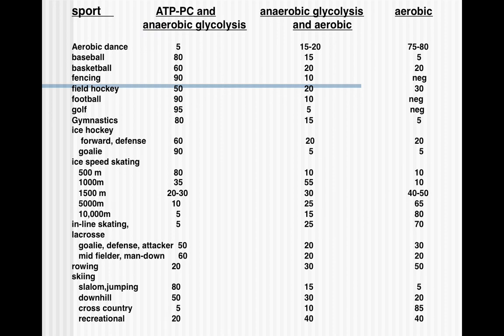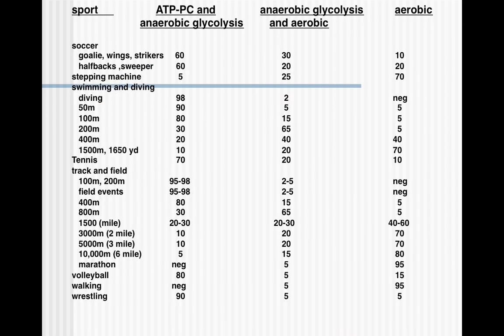Refer to these next two slides and locate your sport and the corresponding requirements for ATP-PC / anaerobic glycolysis, which is the maximum peak zone, the anaerobic aerobic requirements, which is the high intensity anaerobic zone, and the aerobic requirements, which is the moderate intensity zone. For physical education, you could choose a sport or activity such as aerobic dance for a specific unit. For a fitness goal, you would identify the sport closely related to that goal.